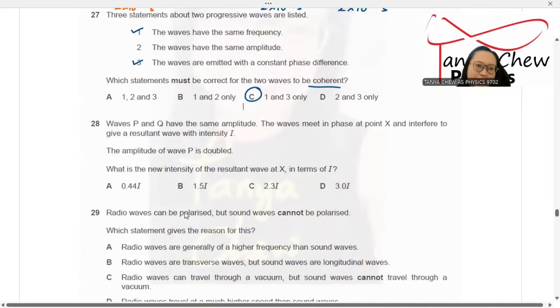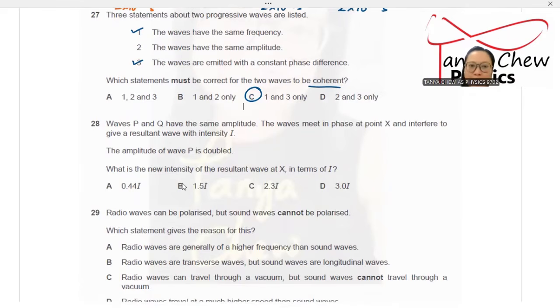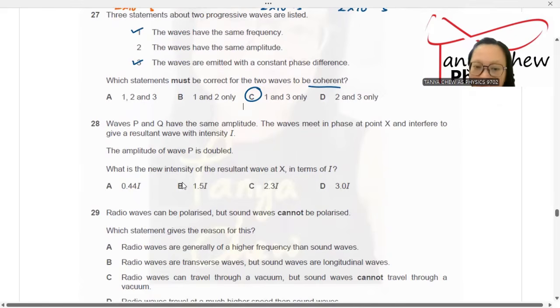Number 28, waves P and Q have the same amplitude. The waves meet in phase at point X and interfere to give a resultant wave with an intensity I. Amplitude of wave P is doubled. What is the new intensity of the resultant wave at X in terms of I?